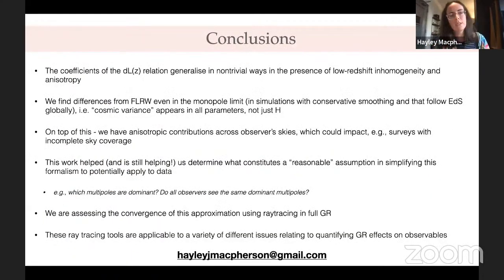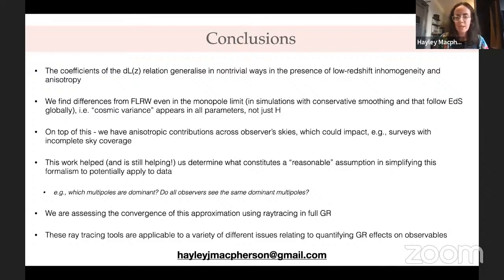So just to conclude, the coefficients of luminosity distance cosmography really generalize in non-trivial ways in the presence of low redshift inhomogeneity and anisotropy. And even in the monopole limit, when we averaged over a fairly sampled sky, we did find differences from the FLRW model. So this cosmic variance does appear in all parameters, not just the Hubble parameter, as has previously been studied. And on top of this, we also have these anisotropic contributions across the observer's sky, which may impact surveys which have an incomplete sky coverage.